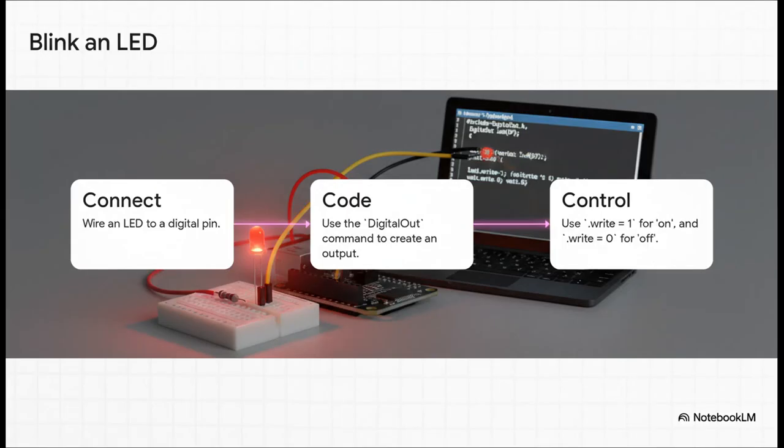So how do we actually make this do something in the real world? Well, the classic first project, the hello world of electronics, is making an LED blink. With DarkLight, it's super simple. You connect your LED, use the digital out command in your code, and then you just tell it to write a 1 to turn it on and a 0 to turn it off. This right here, this direct link between code and a physical light, this is where the magic really begins.